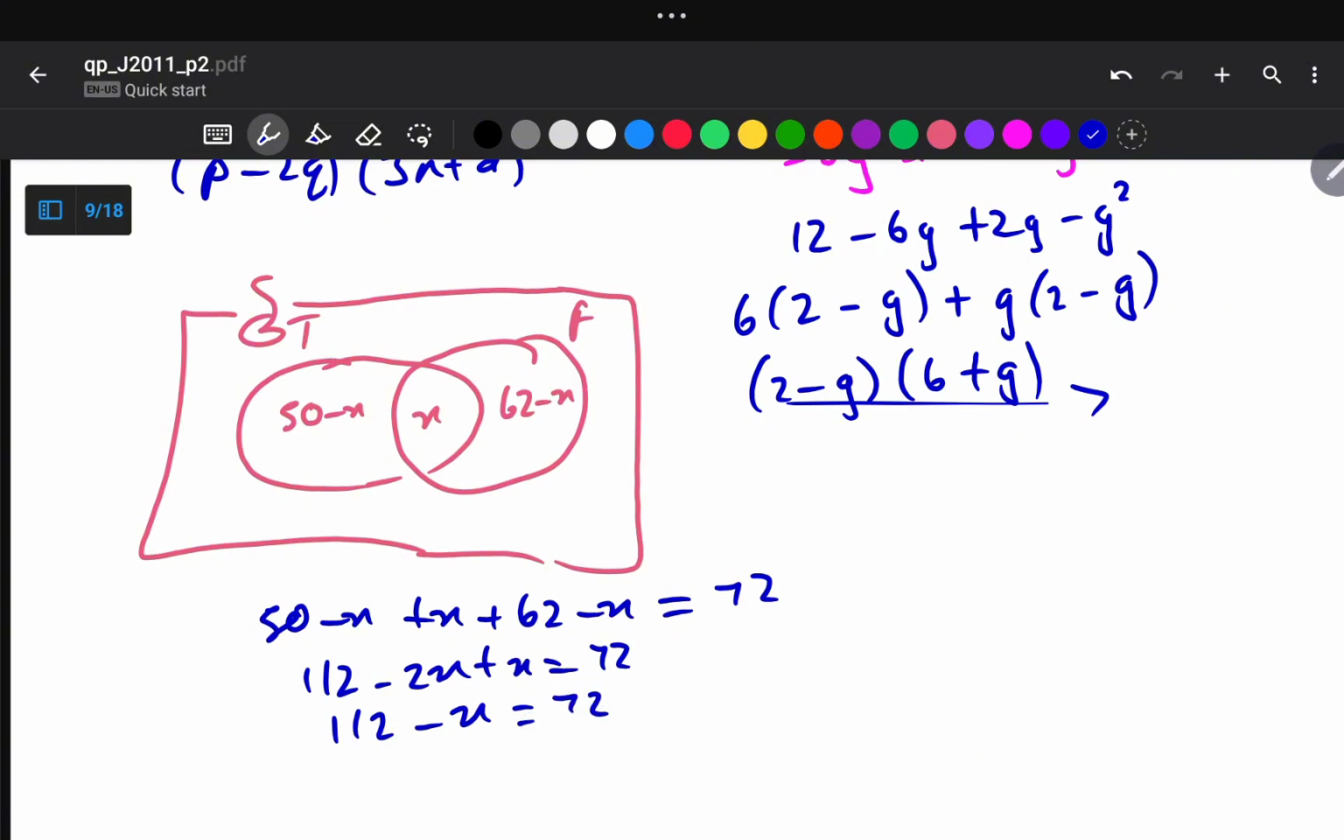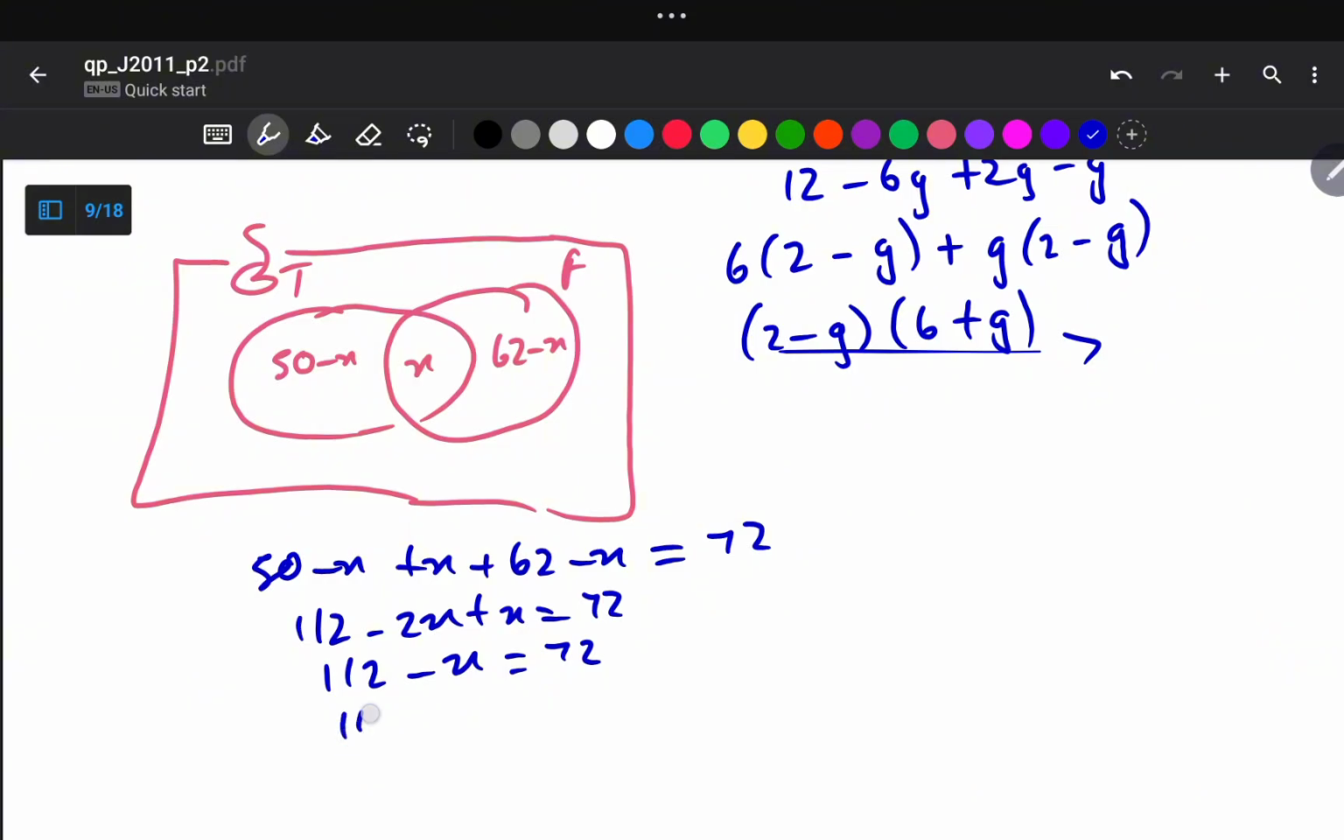And for us to get rid of this negative on x, we are going to shift it to the right hand side of the equation, and then shift 72 to the left side of the equation. So it is now 112 minus 72 being equal to x. 112 minus 72 gives us 40. So x is equal to 40, where x is the number of girls who watched both the teen scene and the fashion show.